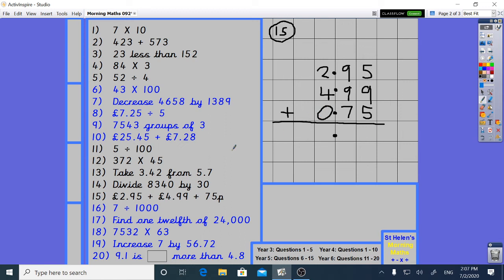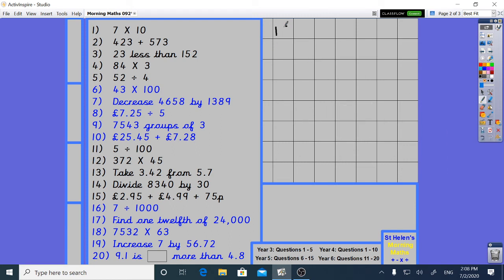Right, let's add this. It is addition. 19, 18, 26, and 8. 8.69 in money, £8.69. If you changed everything into pence, you would get 869 pence, which would also be right. £8.69 is the way I've done it.